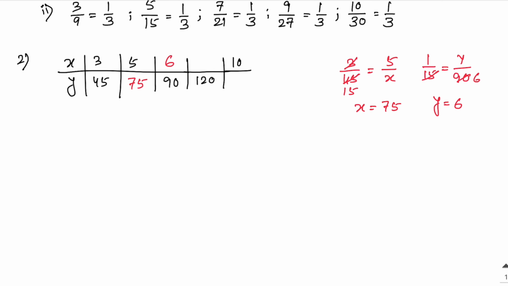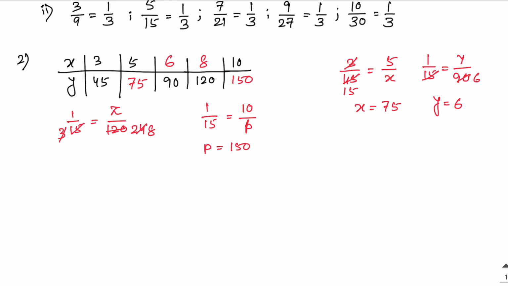Now the next one, again 1 by 15, that equals, suppose, z by 120. So it's 3, it's 4, 8. So z equals 8. Now the last one, again 1 by 15, that equals, suppose, 10 by p. So here p equals 150. So in this way you can solve the next one also.